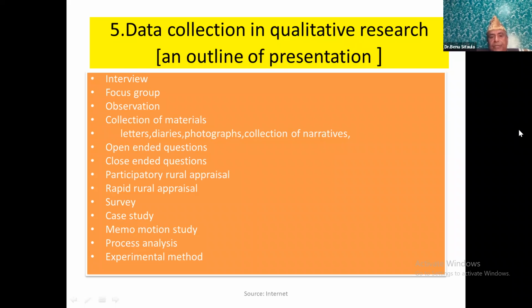Today, I am going to deal with you about the different methods, different tools that are useful to collect the data for the qualitative research. And these data are known as the qualitative data.